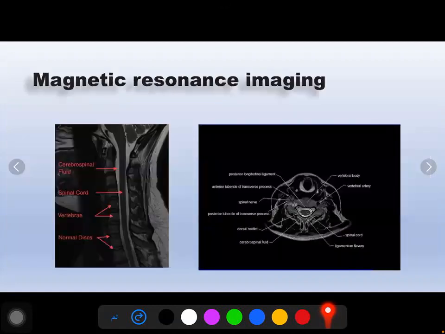This is the MRI sagittal view. This is the spinal cord. This is the CSF. This is the vertebra, and this is the intervertebral joint between the two vertebrae, formed by the intervertebral disc. And this is the axial view. This is the vertebra, this is the vertebral body. Bilaterally the transverse process with the vertebral artery. This is a vertebral artery.